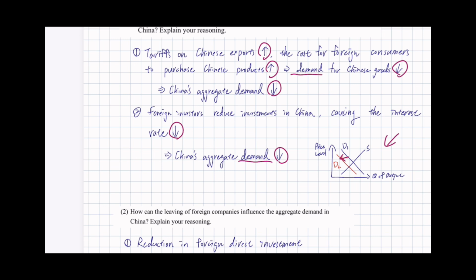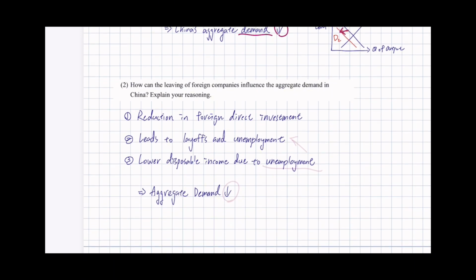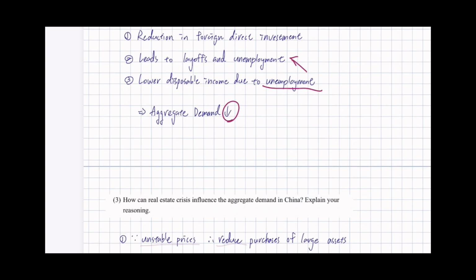The second question. First, there will be a reduction in foreign direct investment. The second one, this leads to layoffs and unemployment. Third, because of the unemployment we mentioned in the second part, there will be lower disposable income. So the aggregate demand will fall.